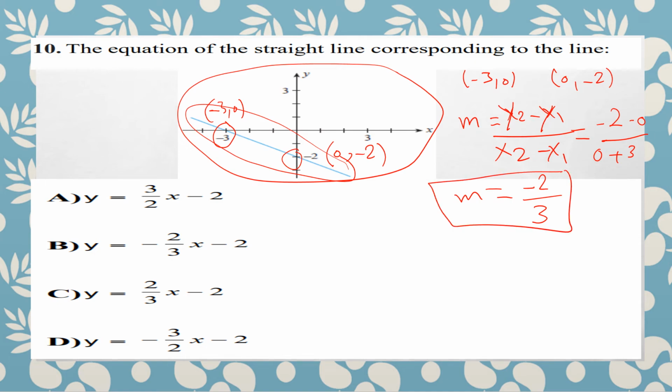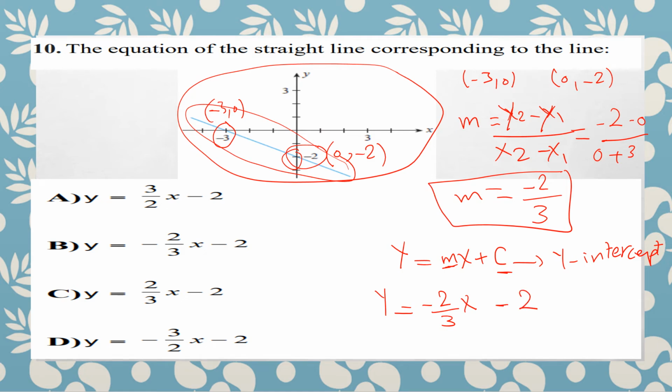The second step is to find the equation of the straight line, which is y equals mx plus c, and we already have m, we only need c, the y-intercept. From the graph the y-intercept is -2, so y equals m, which is -2 over 3, x minus 2. So the correct answer is B.